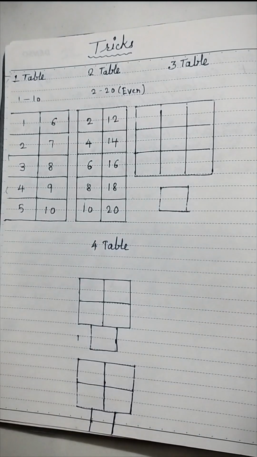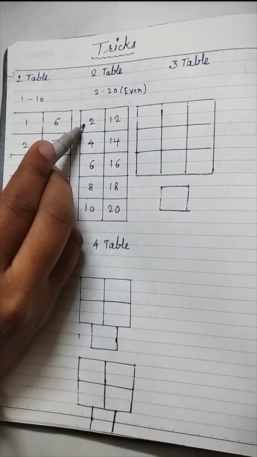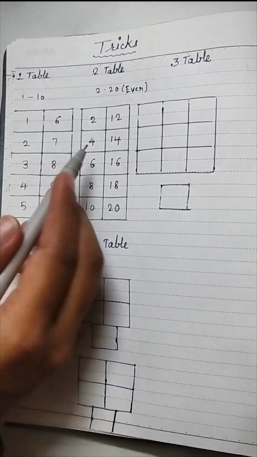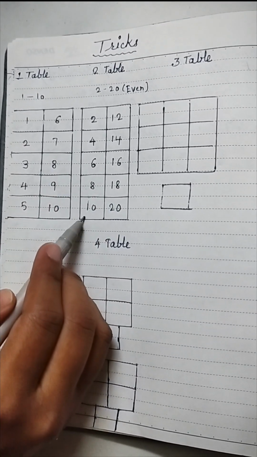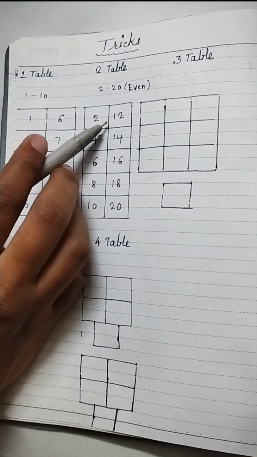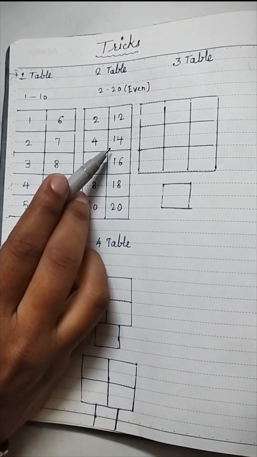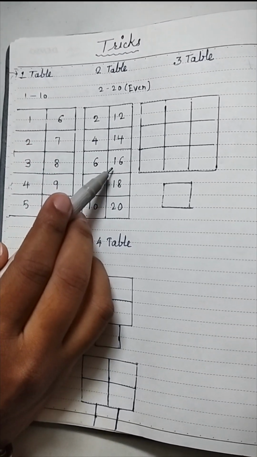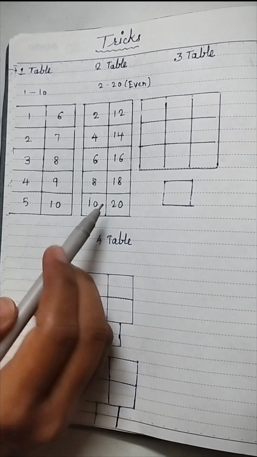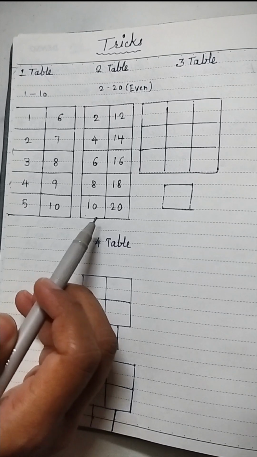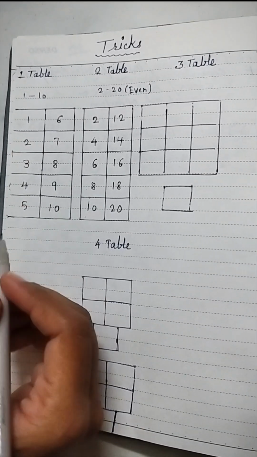So here you can say like 2 ones are 2, 2 twos are 4, 2 threes are 6, 2 fours are 8, 2 fives are 10, 2 sixes are 12, 2 sevens are 14, 2 eights are 16, 2 nines are 18, 2 tens are 20. So these are even numbers from 2 to 20.